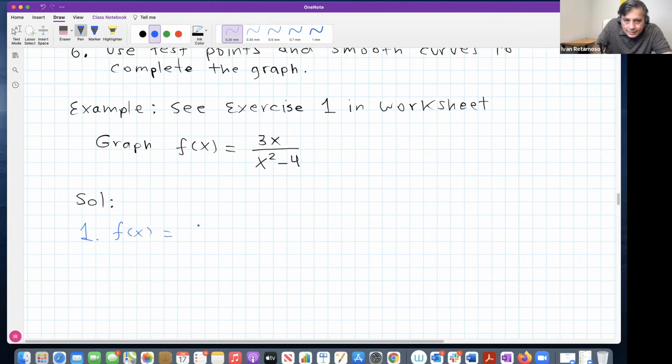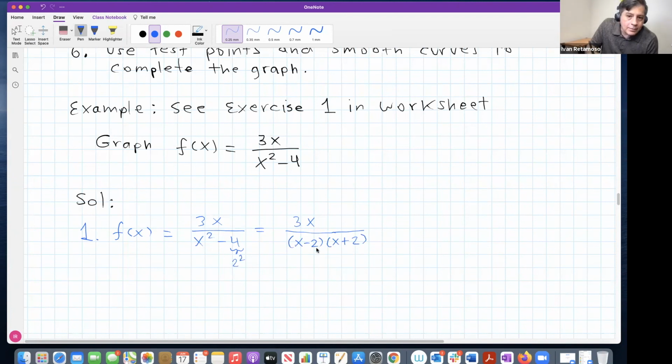Start with this 3x on the numerator, on the denominator x squared minus 4. But x squared minus 4 can be factored. How, Professor, are you gonna factor this? Well, recall, guys, that 4 is just a perfect square number. It's 2 squared. And as such, x squared minus 2 squared factors as x minus 2 times x plus 2, using what mathematicians call factoring a difference of two squares.